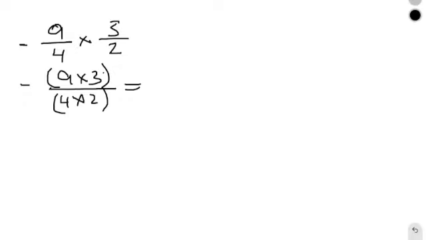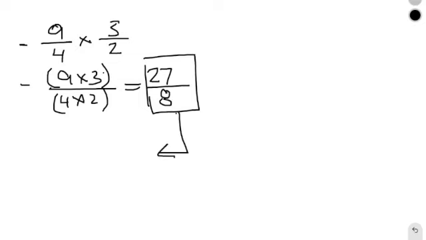9 times 3 is 27. 4 times 2 is 8. So the answer in this case would be 27 over 8. As you can see, the answer continues to be an improper fraction, but in another lesson, we can learn how to turn this improper fraction into a mixed fraction.